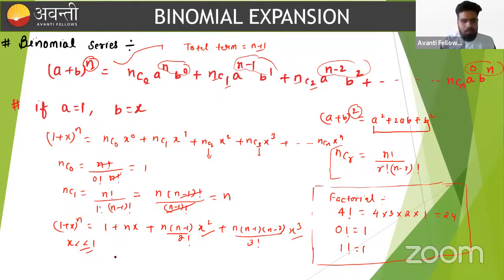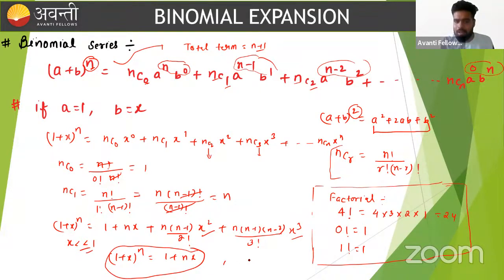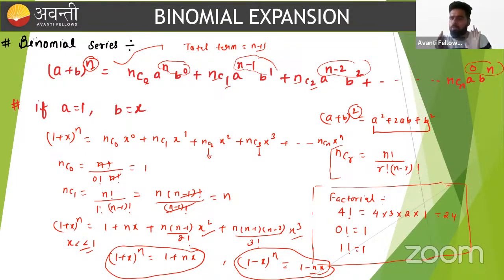So we can say (1 + x)^n can be written as approximately 1 plus nx. In a similar manner, if x is negative here, then (1 minus x)^n is approximately 1 minus nx. There are a lot of good problems where we have to make this assumption. If x is less than 1, then we have to open the series in such a manner. I tried to explain this concept thoroughly so that you can remember this formula.